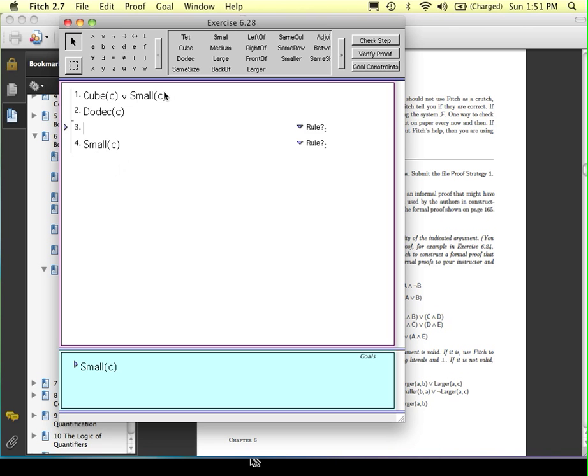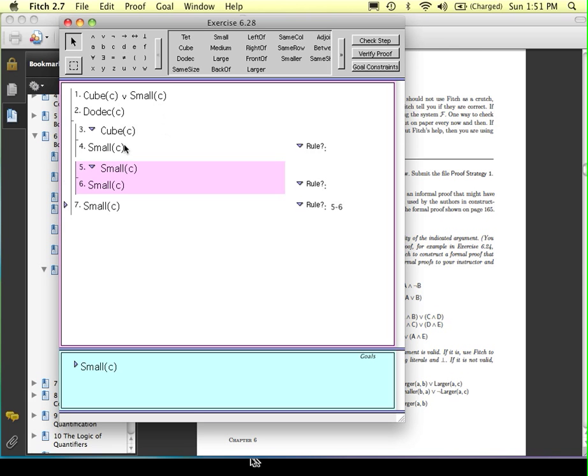Particularly since one of the disjuncts in this disjunction is small c. So I'll start with cube c, and then I'm trying to get small c. In the second subproof, I'll start with small c, and I'm trying to get small c. If I've done that, I've used these 2 subproofs, breaking apart this disjunction, using or elimination. That should get it. This one, easy.